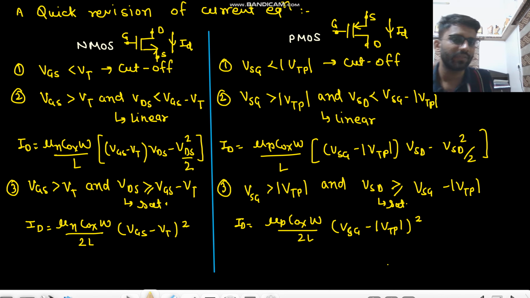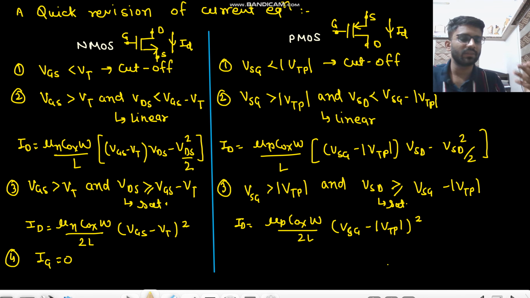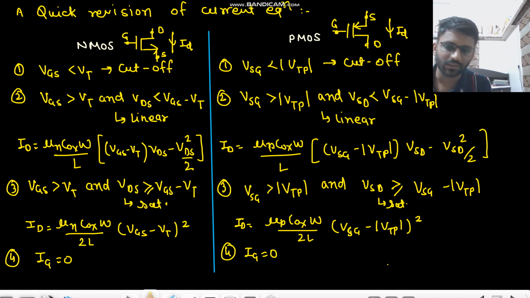Everything related to this we have seen in MOS physics. What else? Here the drain current is equal to source current. And the fourth point is that the gate current is 0 because of the oxide. We have oxide here. The gate current is 0 because the oxide doesn't allow the negative charge or the positive charge to pass. So the gate current is 0.